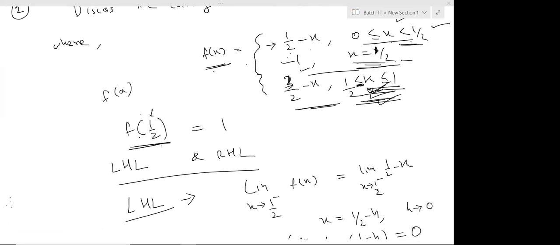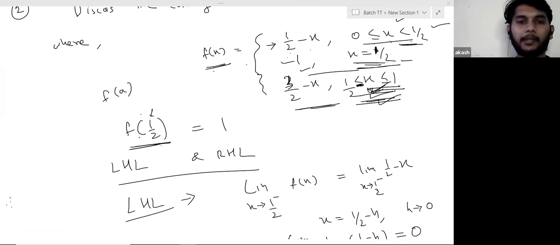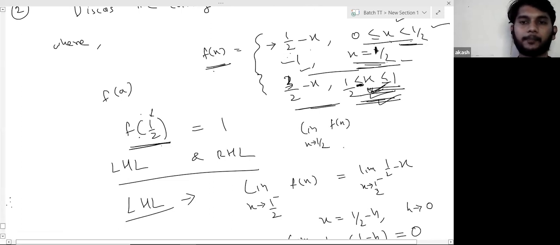Yes. All right. Now you have to find the limit, right? You have to find the limit as x tends to half of f of x. Now to find this limit, the function is broken down into two parts: one where x is less than half, one where x is more than half.